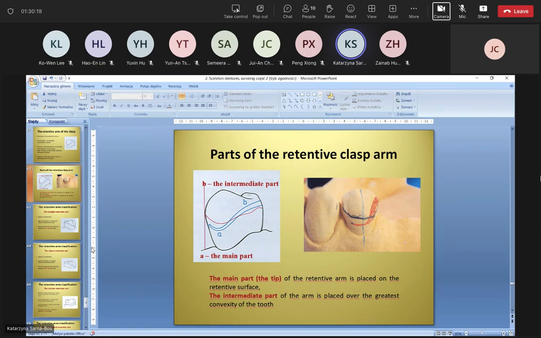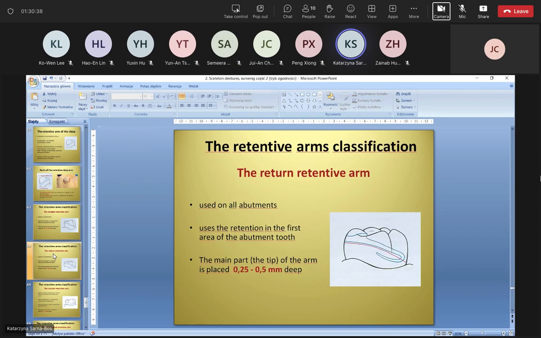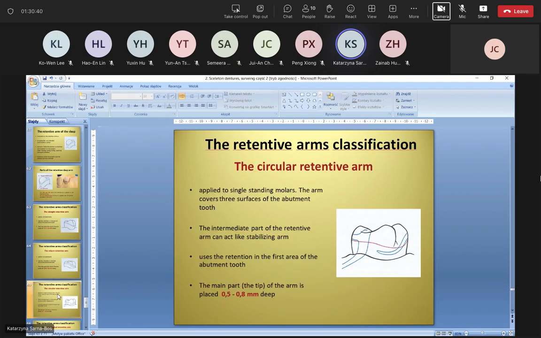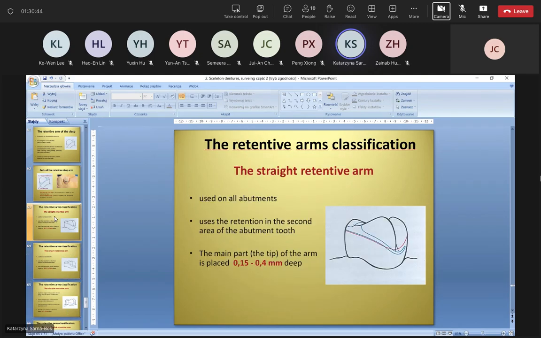Okay, I know that this is a very difficult subject, but you should know such things. And we have four types of retentive arm clasps: the straight retentive arm, return retentive arm, circular retentive arm, and overgingival retentive arm.